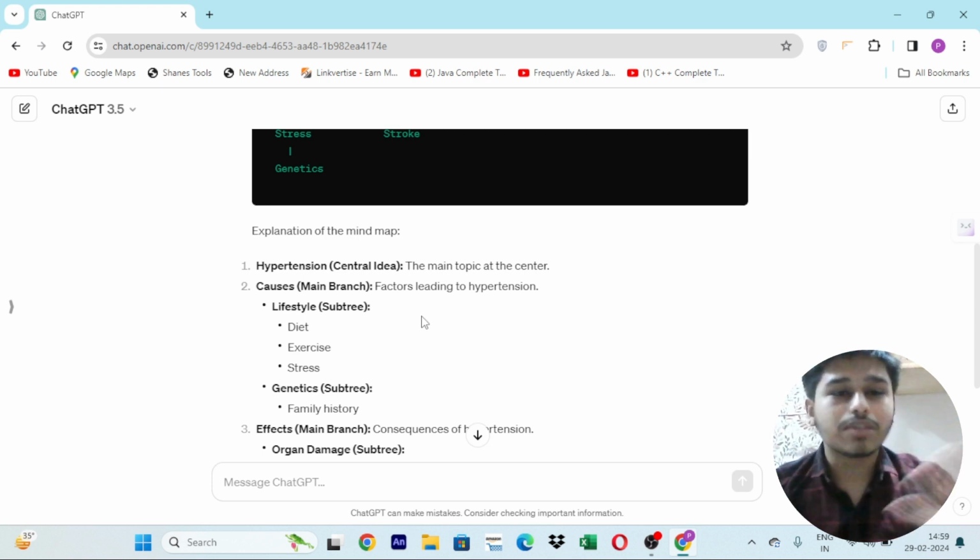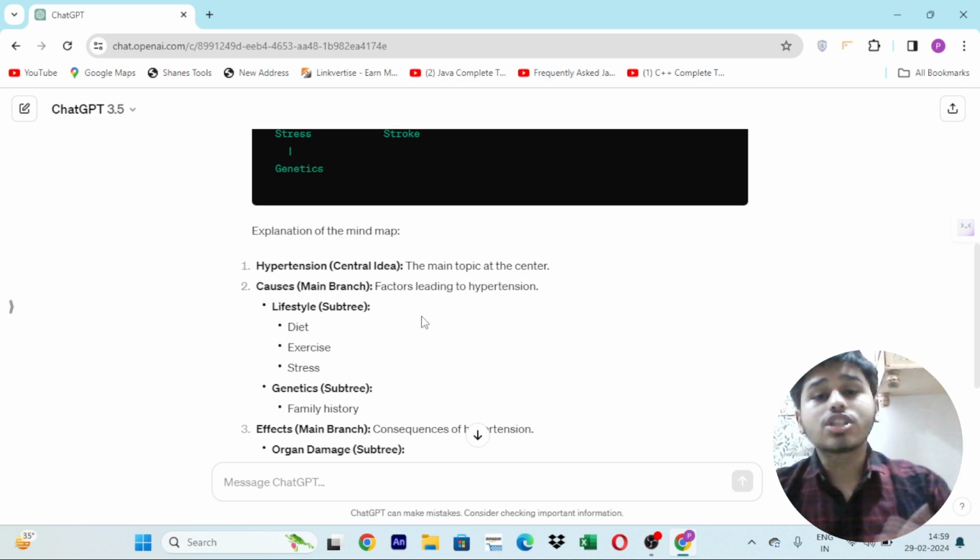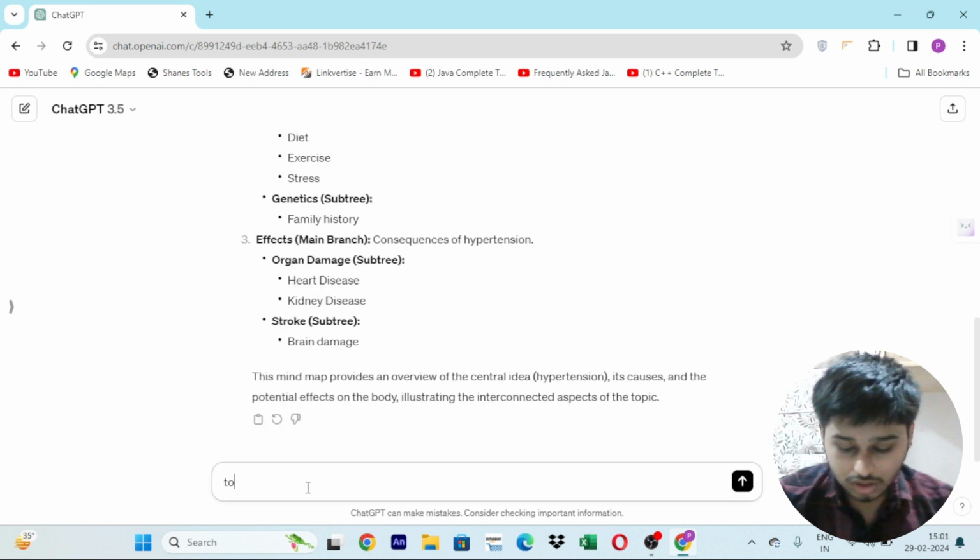So now let's move ahead and build a study timetable with the help of ChatGPT. Now I will demonstrate how ChatGPT can schedule your physics studies efficiently, maximizing your learning time. Now let's go to ChatGPT and build a study timetable.